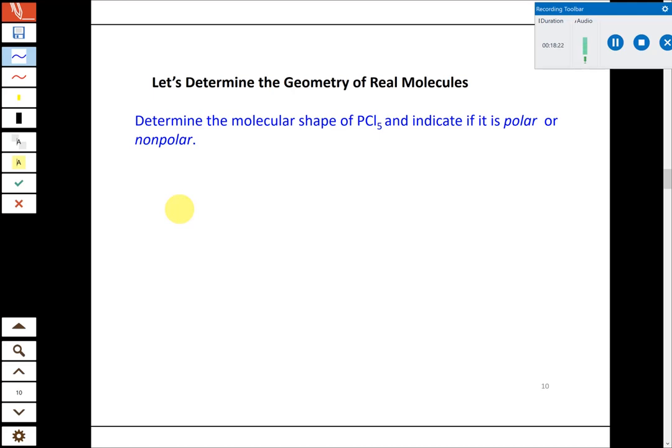In general, what we're going to have to do in this course is if we give you a molecule, you're going to have to predict, is it polar or nonpolar? That's kind of the dividing line you have to be able to draw. So we'll do that for a few of these. So PCl5, polar or nonpolar?